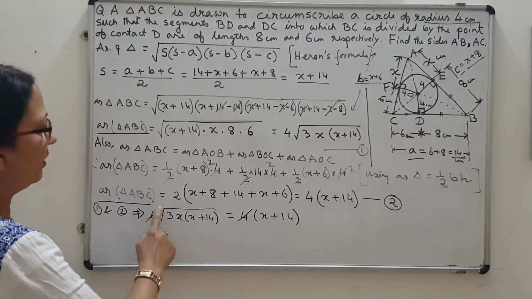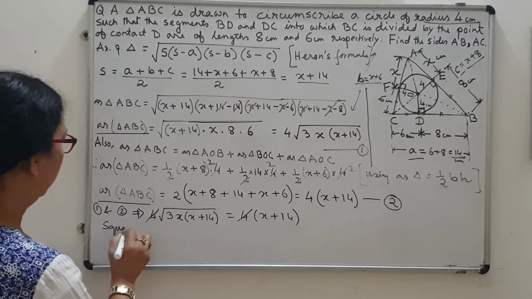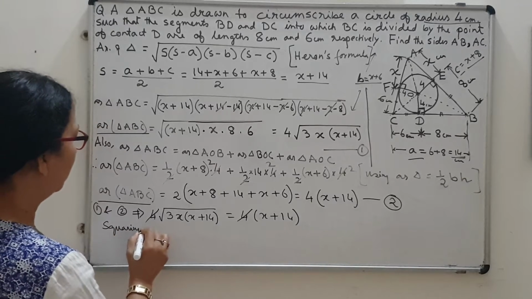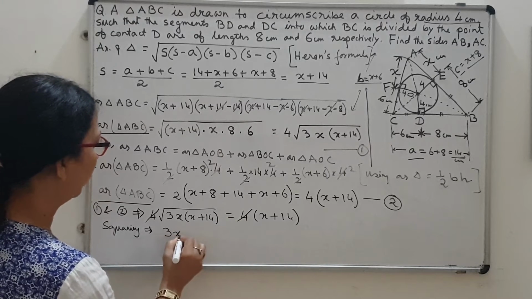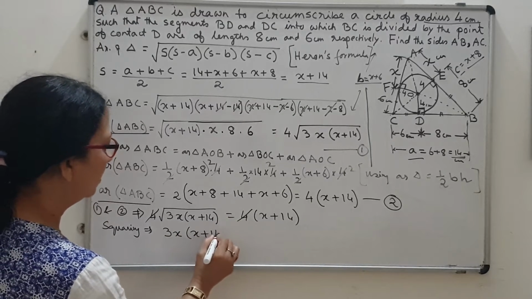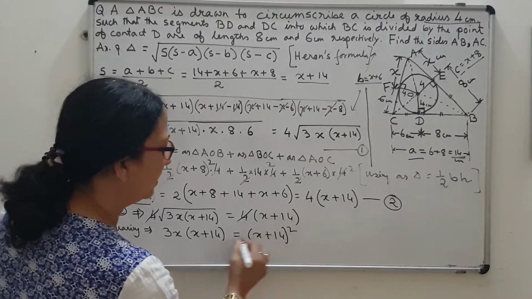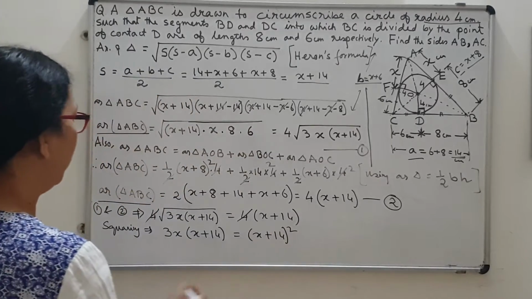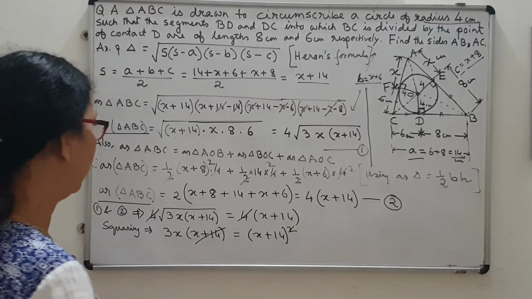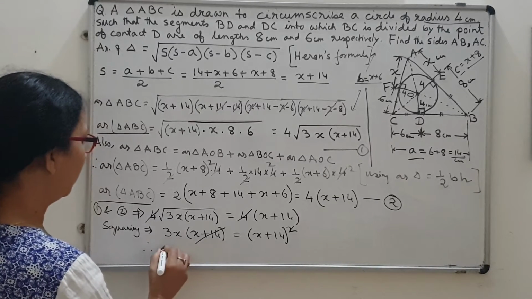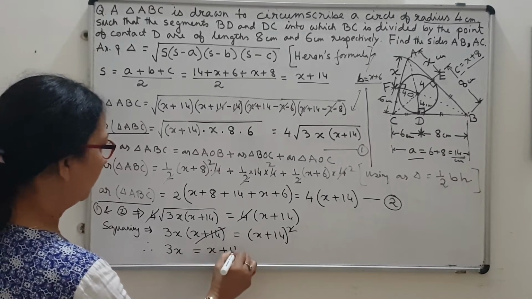Now to remove the radical sign, I will square both sides. Squaring both sides, the radical sign will be removed, so 3 into x plus 14, and this will be x plus 14 whole square. Keep it in this form, don't expand, simply write it. Why are we not expanding? Because you see this one will get cancelled, that is why I will not expand. So therefore what I am getting, thrice x is equal to x plus 14.